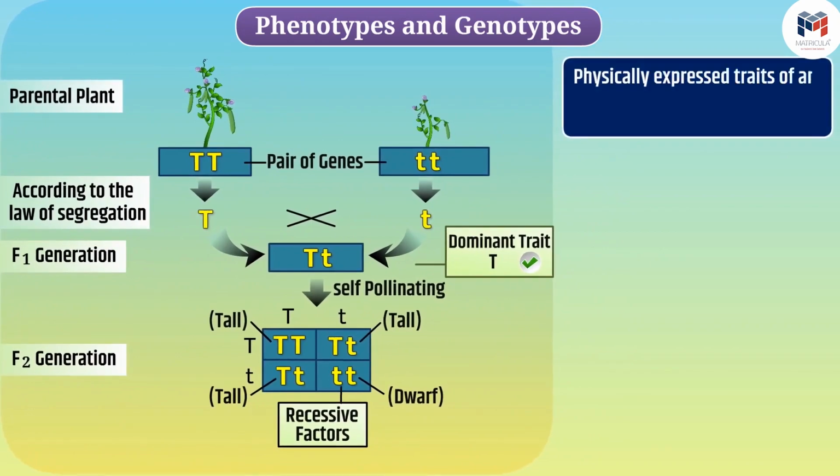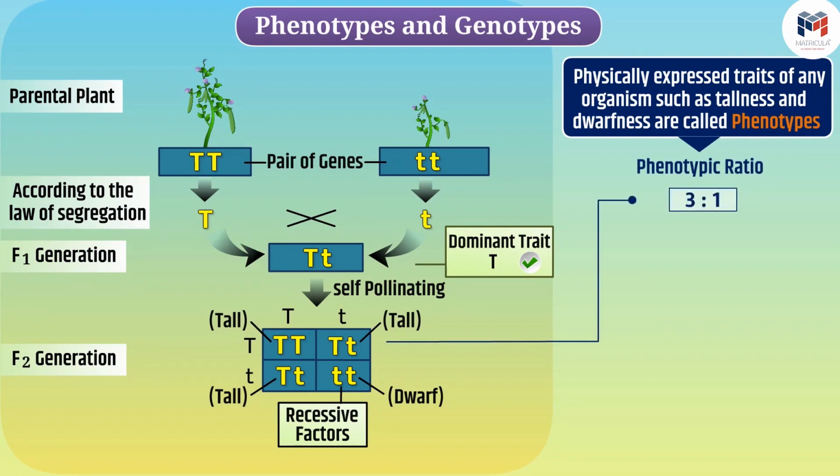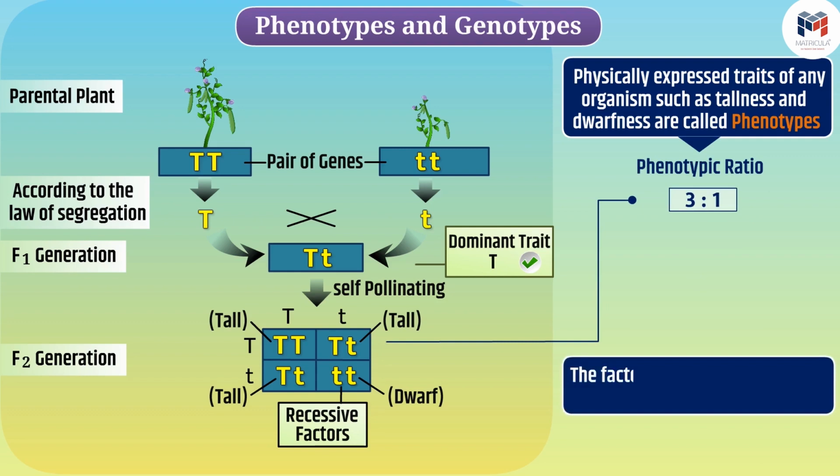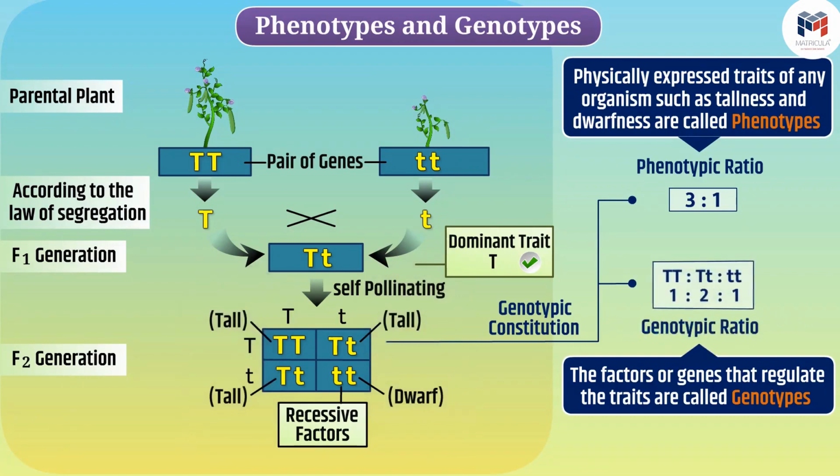Physically expressed traits of any organism, such as tallness and dwarfness, are called phenotypes, and the ratio of these traits is called phenotypic ratio. Here, the phenotypic ratio is 3:1. Similarly, the factors or genes that regulate the traits are called genotypes. If we talk about the genotypic constitution of these plants, then we get their genotypic ratio like this.